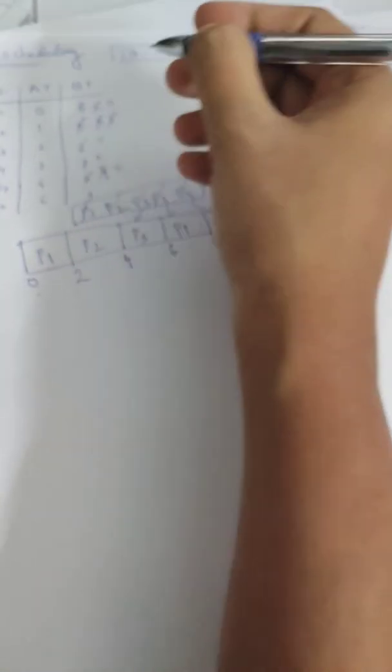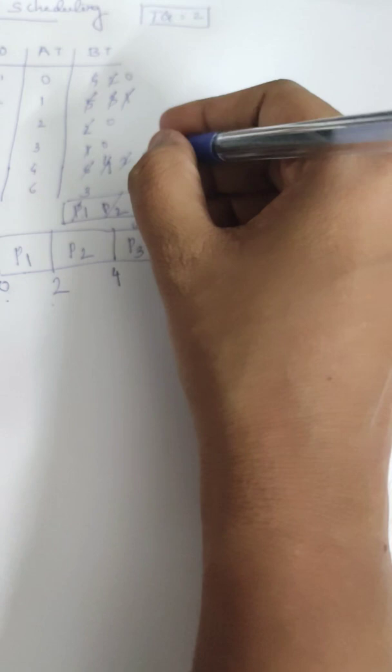Now P6 is over. Then you take P5. The remaining burst time for P5 is 2 milliseconds, so it takes 2 and gets completed. Then you assign P2. P2 needs only 1 millisecond, so you complete P2 by 18. Then only P6 remains, with a remaining burst time of 2, so you assign P6. The total completion time is 21.